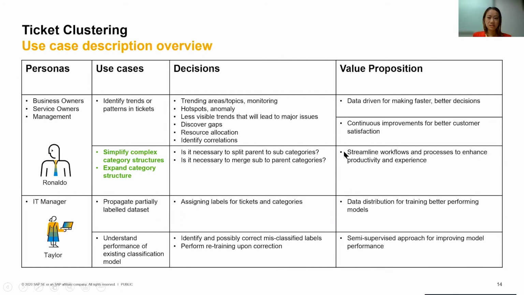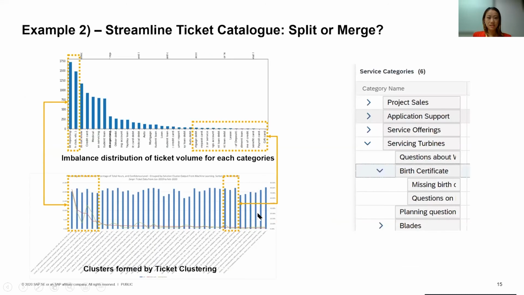Of course, with some of these insights, it can also help to simplify the complex catalog structure, or expand the catalog structure based on what's happening inside the ticketing system. So let's also look at this example. We think that ticket clustering can really help to streamline the ticket catalog. And this is very common, right? If you look at the graph here, we usually see a very imbalanced distribution of the ticket volume for each of the categories. Some of the categories have a very high volume of tickets, and a very long tail of them receive very minimal volume.